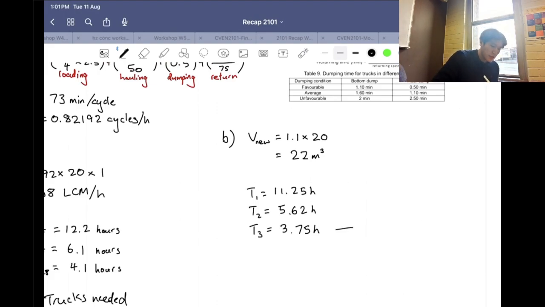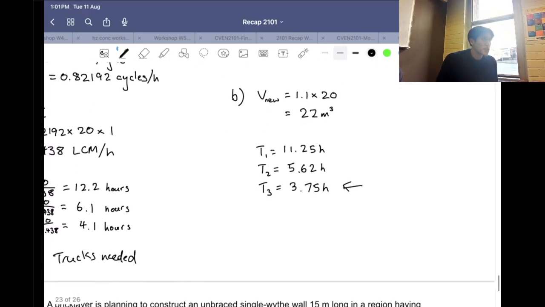But yeah, they will need 3 trucks. It will be faster, but you still need 3 trucks minimum to get the job done in under 5 hours. But yeah, I won't run through the calculations because it's the same thing, just using a different V for the trucks. Do we need time to copy this down?